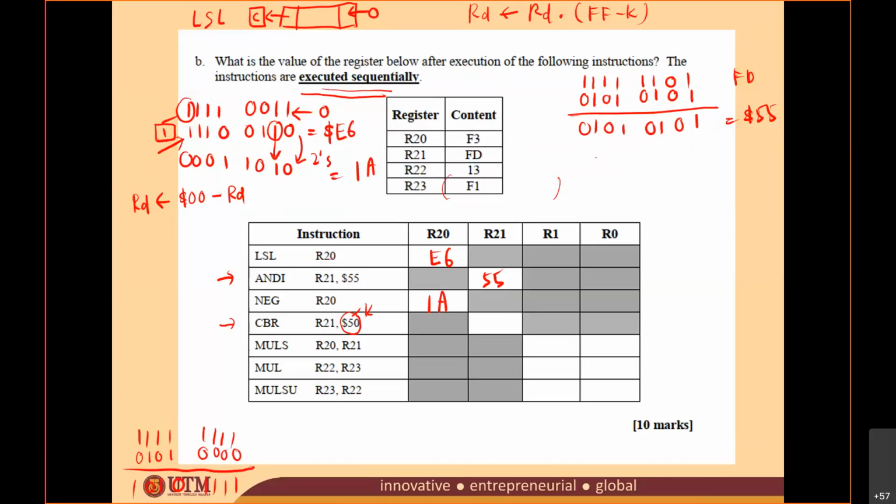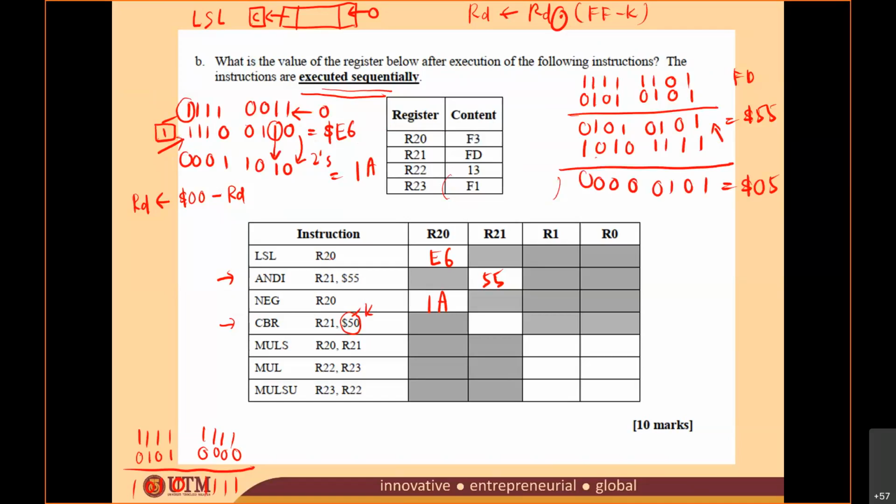Okay, and then I need to AND with my RD. My RD is 55, so this is my RD. So I AND this number here, 1010 1111 with 1111 0101. Okay, and then do the logical AND. So 1 with 1, you get 1; 0 with 1 is 0; 1 with 1 is 1; 0, 0, 0, 0. So the final answer will be 05.